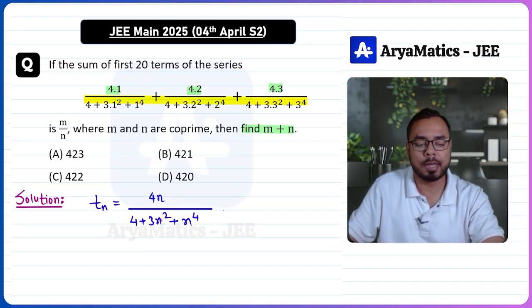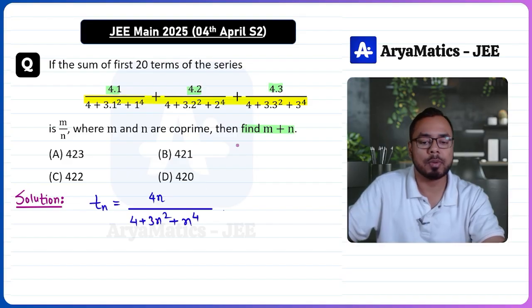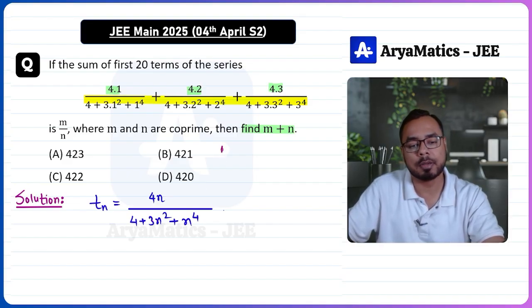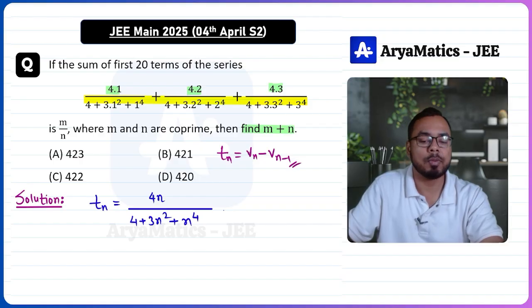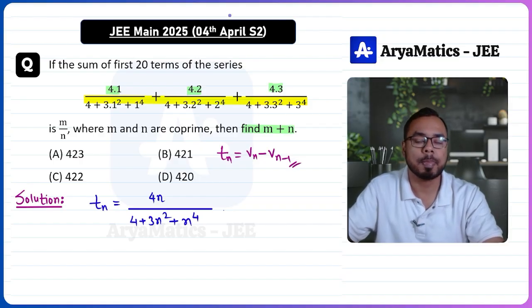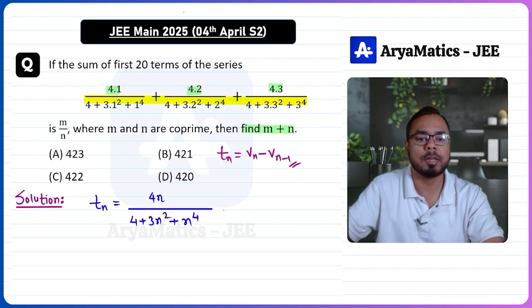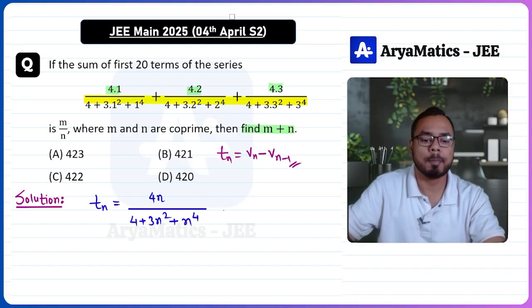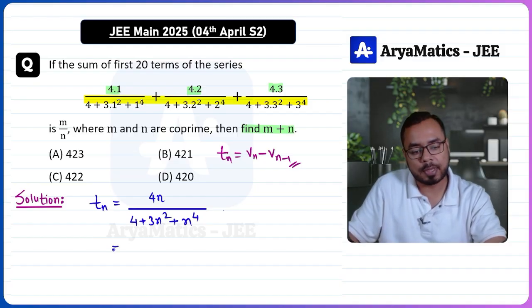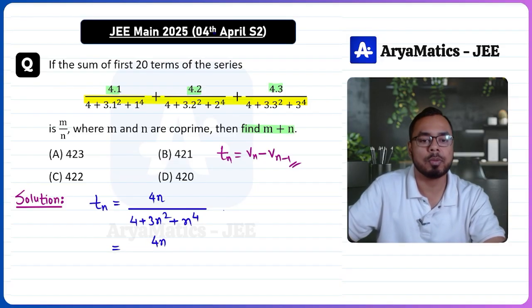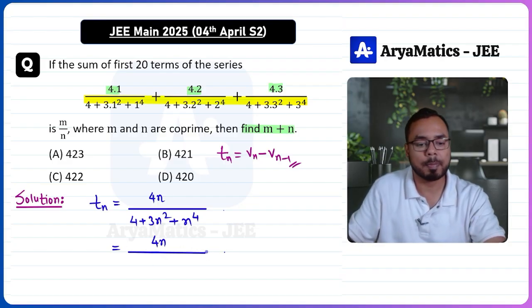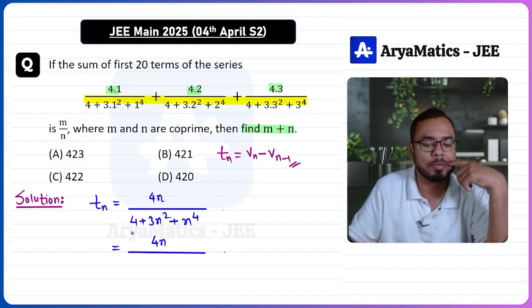Now, as you can see, in the denominator we have a biquadratic polynomial. In these types of problems, the standard technique is to write Tn as Vn minus Vn-1, and then when you add, the alternate terms will cancel. In order to write it in that form, first we need to create factors in the denominator. So here we can write this as 4n, that will be the numerator part, and in the denominator we have n raised to 4 plus 3n square plus 4.